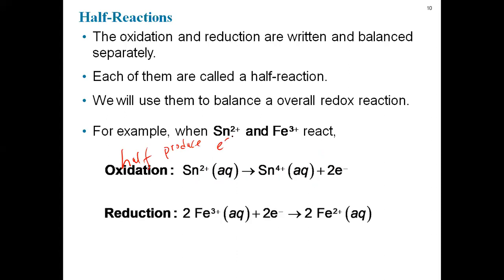The reduction reaction means the oxidation number decreases. So we go from Fe3+ to Fe2+. This is the reduction half reaction. Another way to know is that a reduction reaction gains electrons, so the electron is on the left side as a reactant. An oxidation reaction yields or produces electrons, so the electron is on the right side as a product.